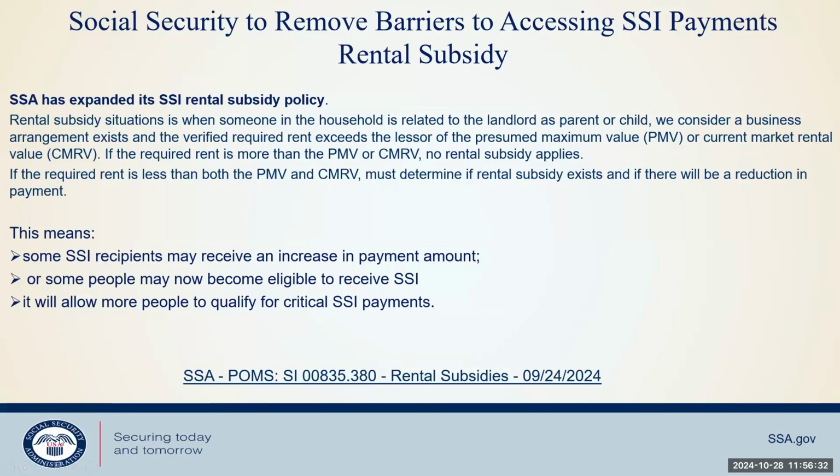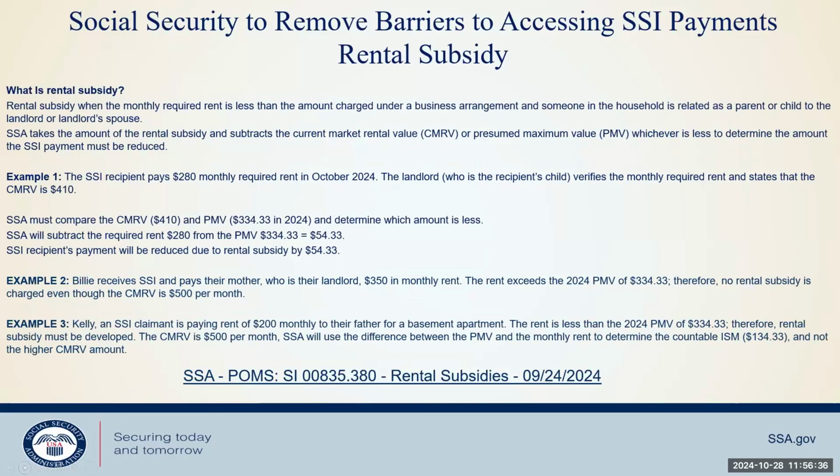There's the policy information there if you want more information about it. I did include a couple examples. So the presumed maximum value, the PMV, that we use for 2024 is $334.33. So let's do a quick example. An SSI recipient is paying $280 a month, October of 2024. The landlord, who's the recipient's child, so we have that established parent-child relationship, verifies the monthly required rent and states that the current market value for this place is $410. So on the market, they would rent it for $410, but because this is their child, they're going to charge them $280. Well, we have to look. Current market rental value is $410. The presumed maximum value is $334. So the rent is under both of those. So we do have to look at rental subsidy now.